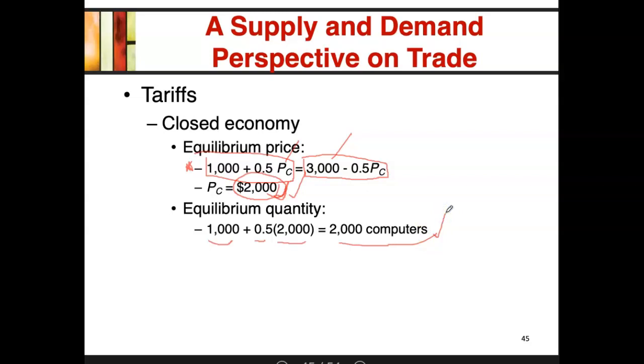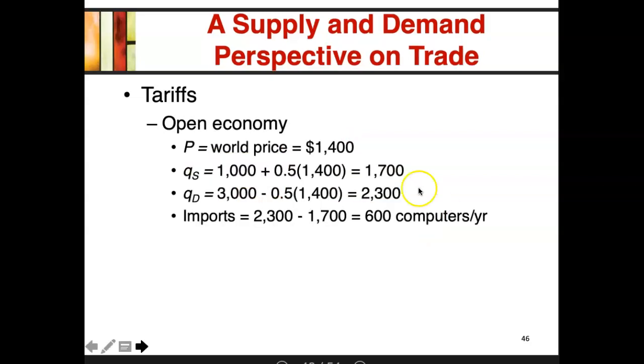Now, suppose this country actually opens its borders for trade, okay? And we're given the fact that the world price is $1,400, okay? So the world price for the same computer is $1,400. Well, there'll be a shift, okay? So given the world price, we need to find what will happen to quantity supplied, and we need to find out what will happen to quantity demanded, okay? So we use the same equations, but instead of plugging in 2,000 like we did before for price, we plug in 1,400 because that's the new world price, okay?